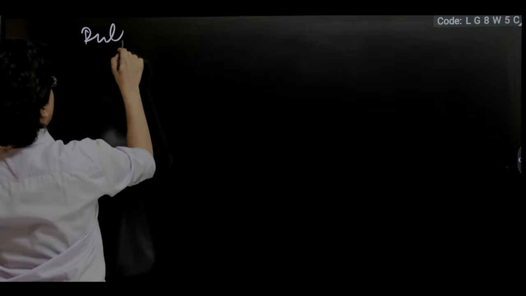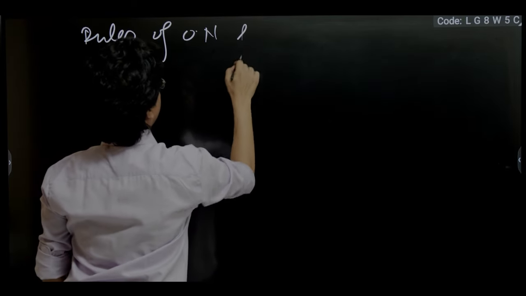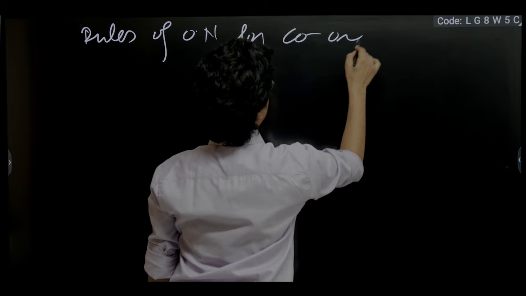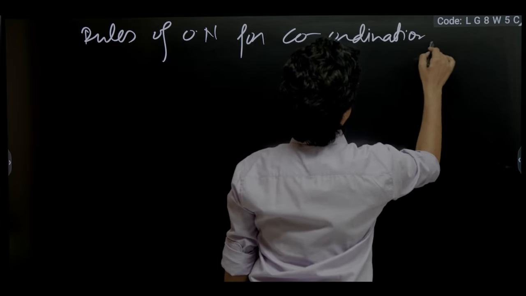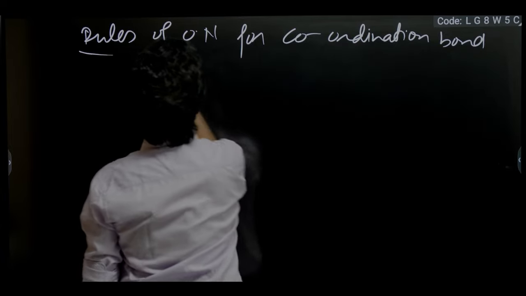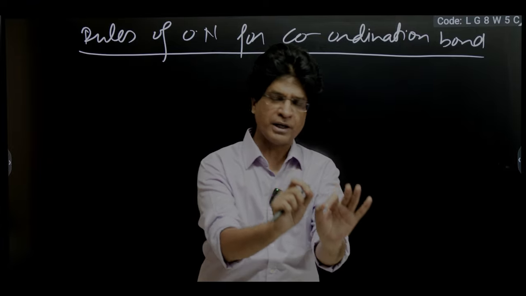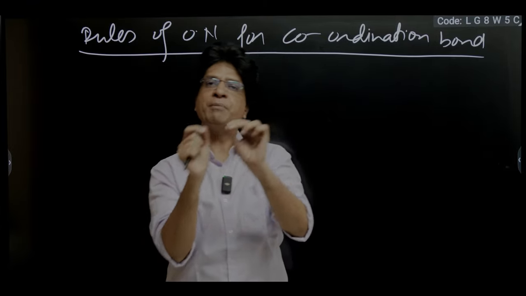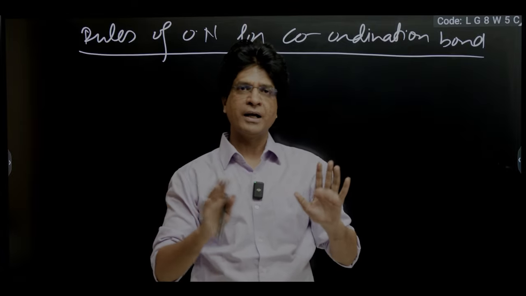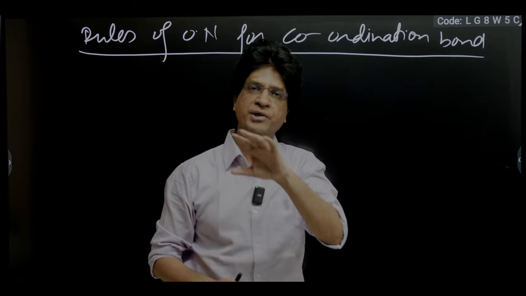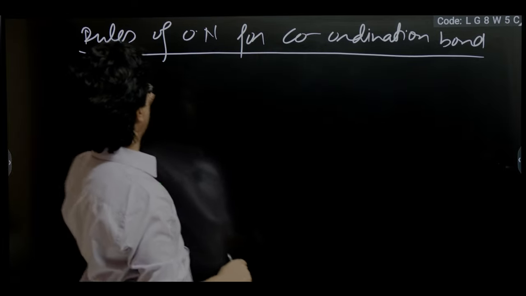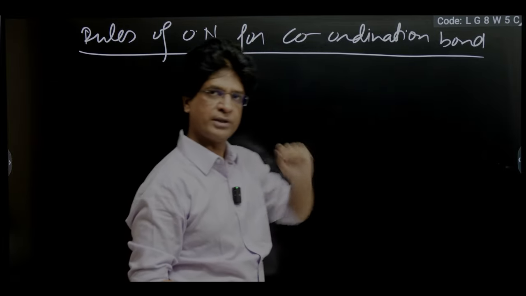Let's move further. And let's now do the rules for the oxidation number of coordination bonds. Hai na? Chalo, rules of oxidation number for coordination bond. So by the time we are doing this, we have learned the basics of oxidation and reduction. We have done the maximum and minimum value of oxidation number, and we have done the rules for the oxidation number for covalent bonds. Now we are doing the rules for oxidation number for coordination bonds.